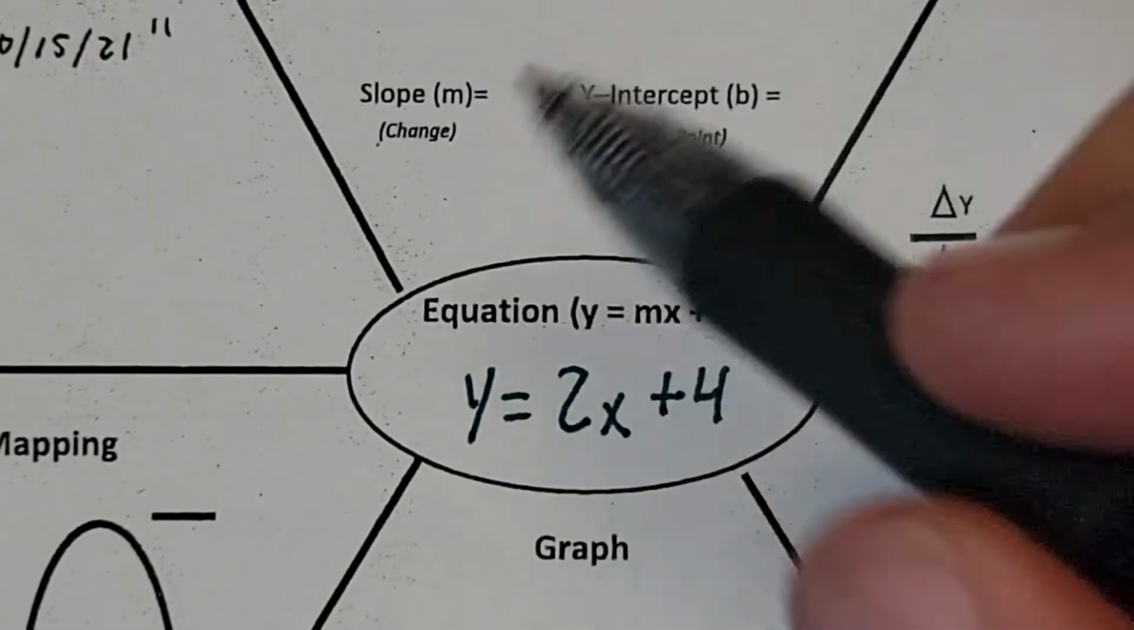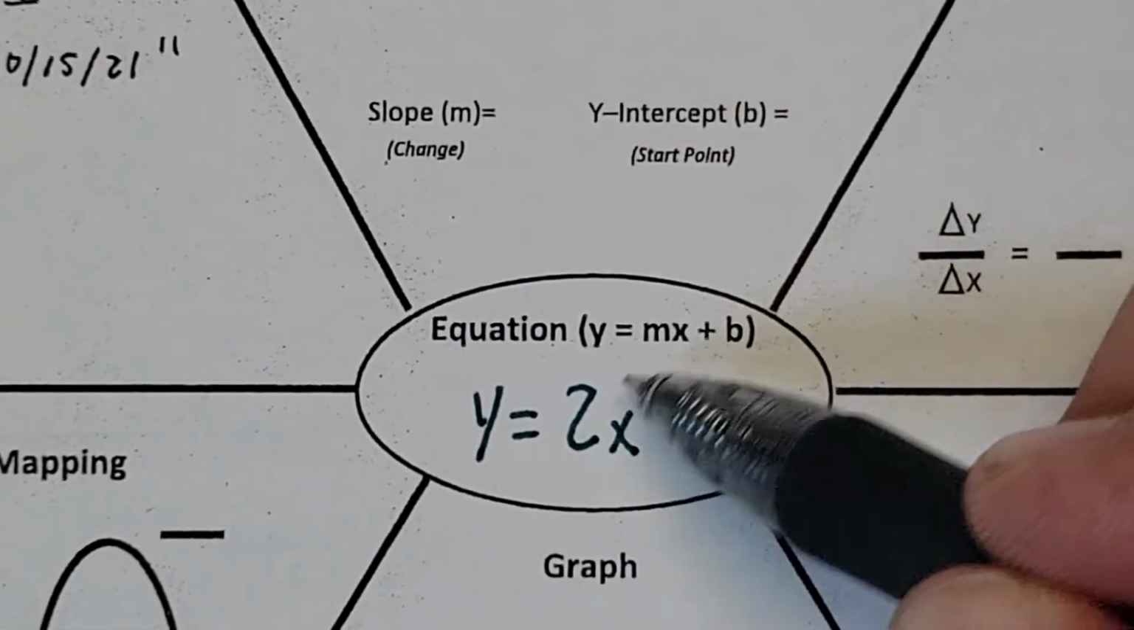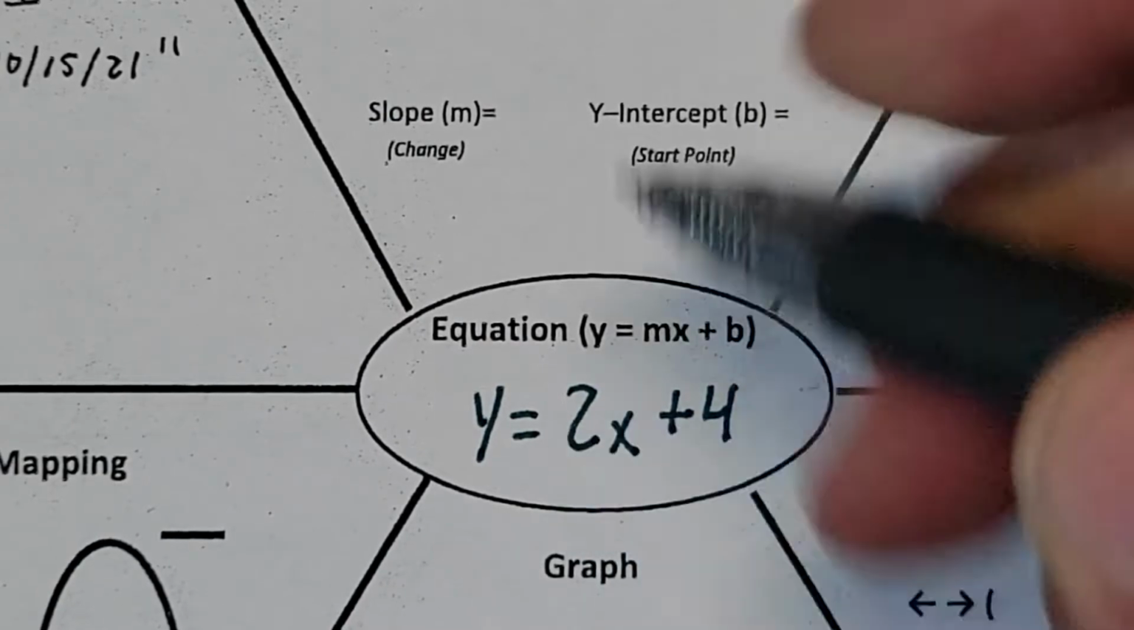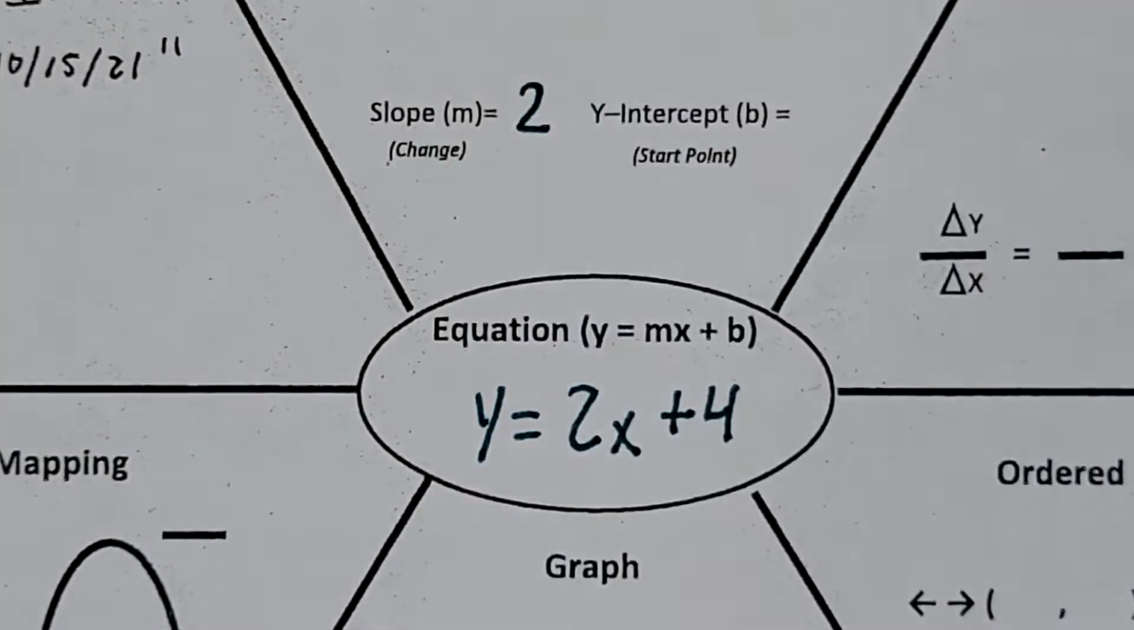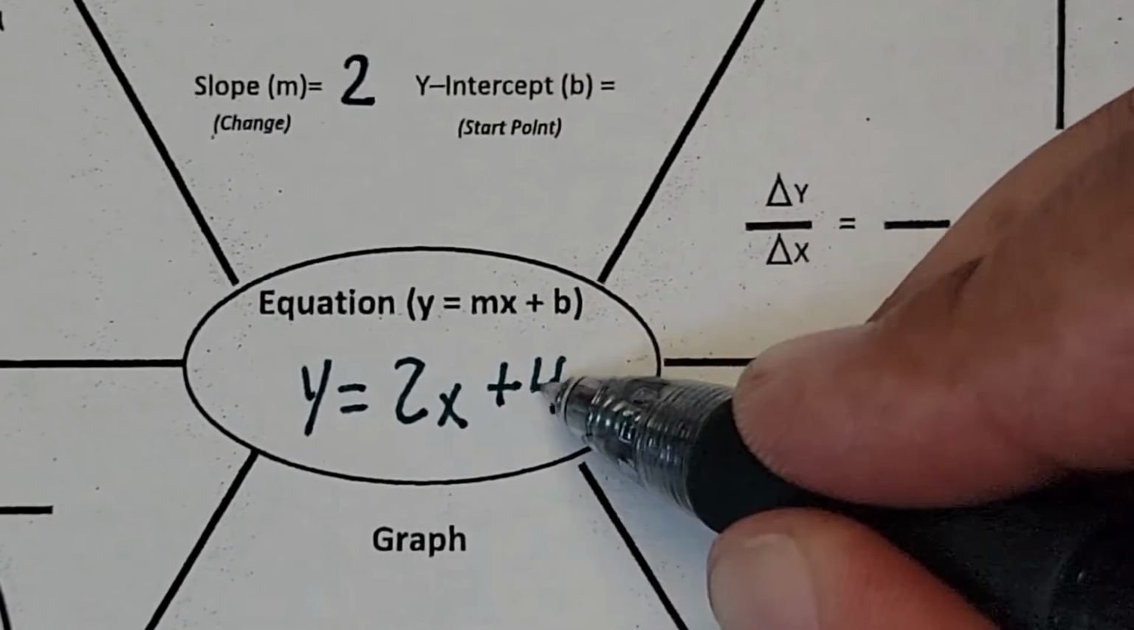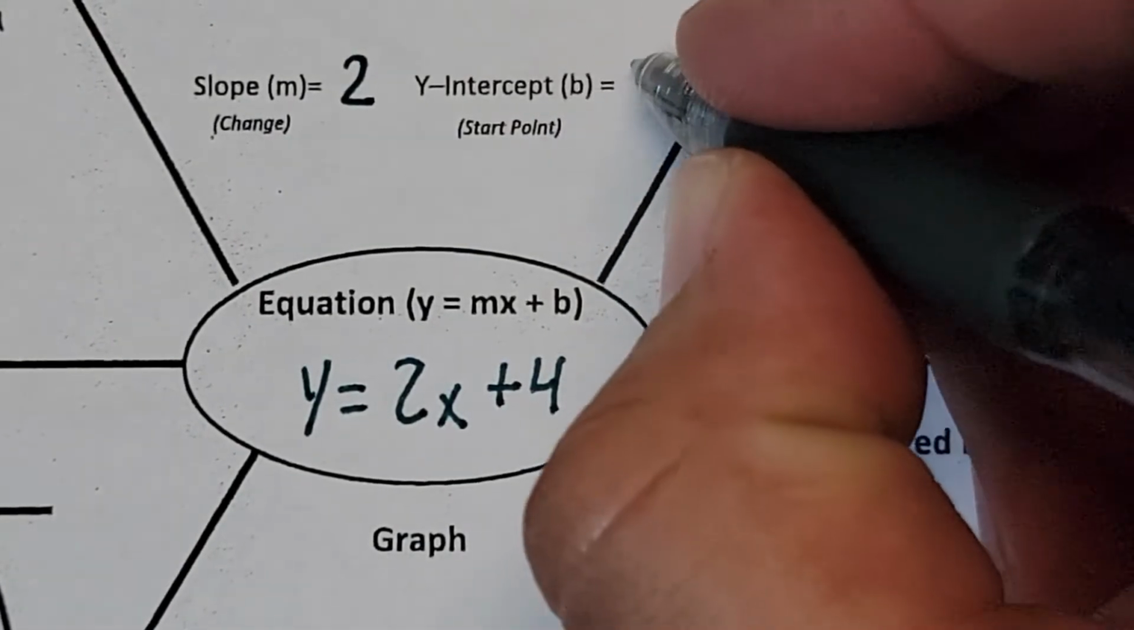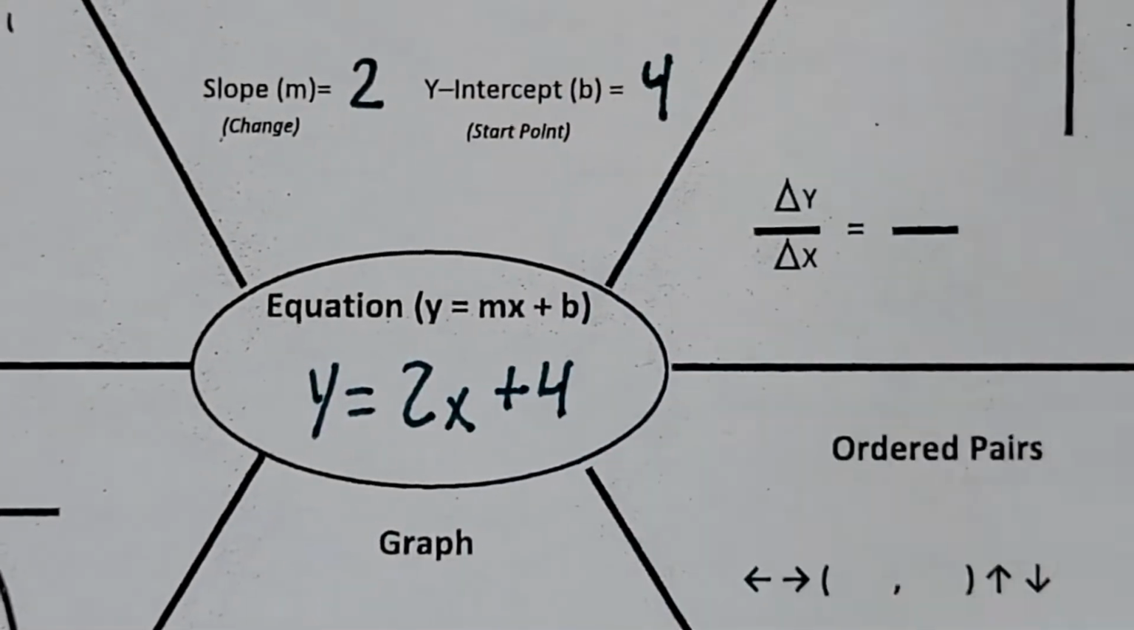All right. From here, guys, you have your answers to your slope. The m, that's the number that's in the front of the x. So I have positive 2. And then right here, the 4, that's going to be the b number. If it's a plus, it means it's positive 4.